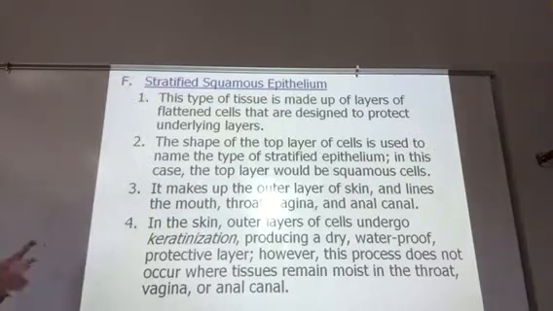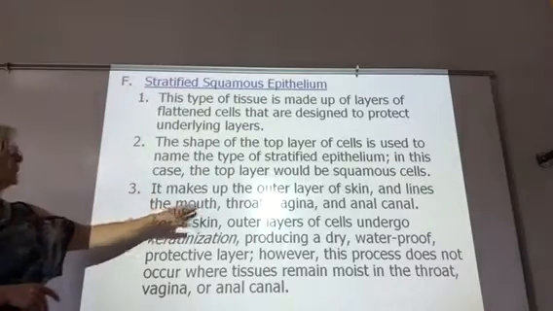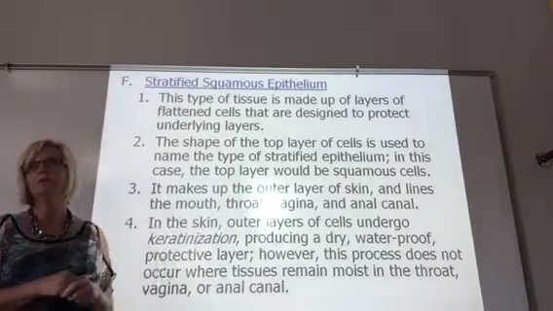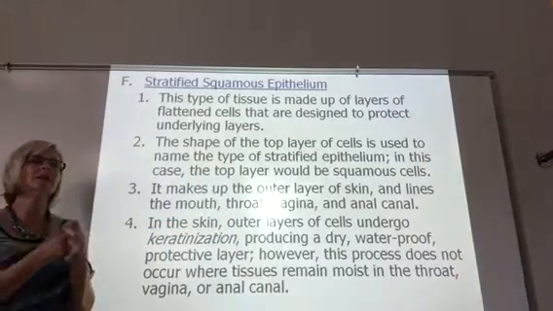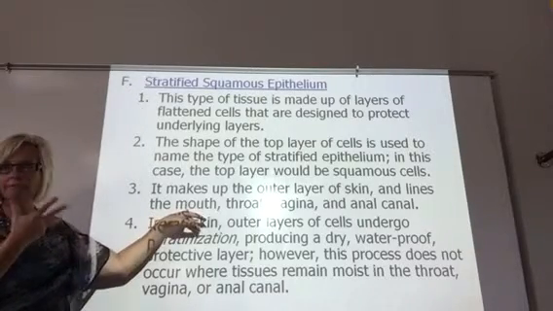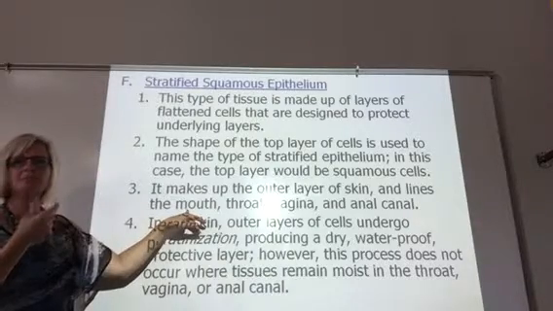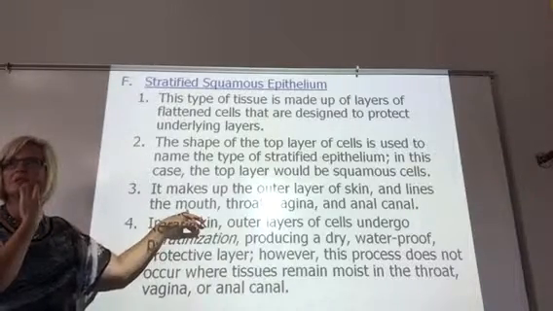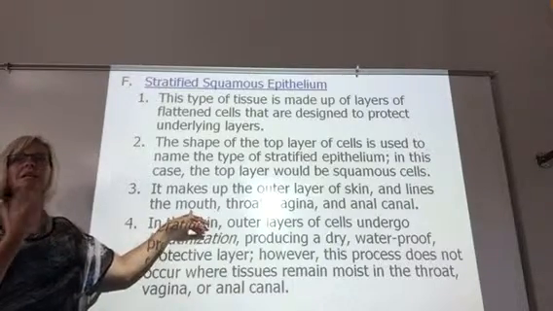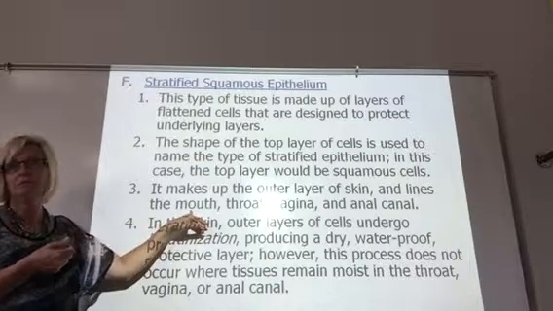And the stratified squamous epithelial, outer layer of skin, it lines your mouth, your throat, vagina, and anal opening, any area that is subject to, like mouth, you eat food. Think of if your mouth did not have lots of layers. I mean, sometimes you bite the inside of your cheek anyway, but if your mouth did not have lots of layers, it would rip easily when you were eating food.